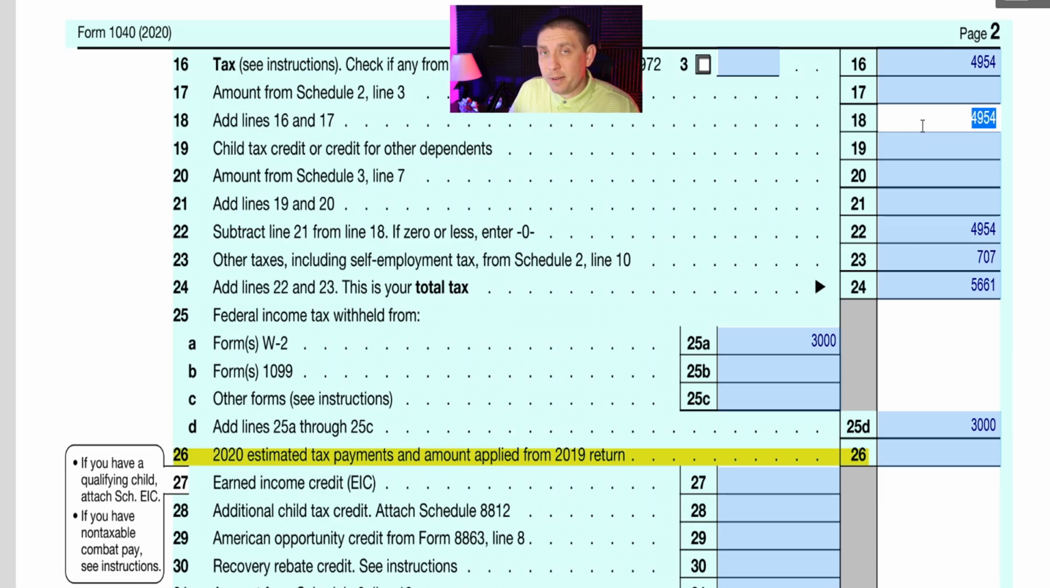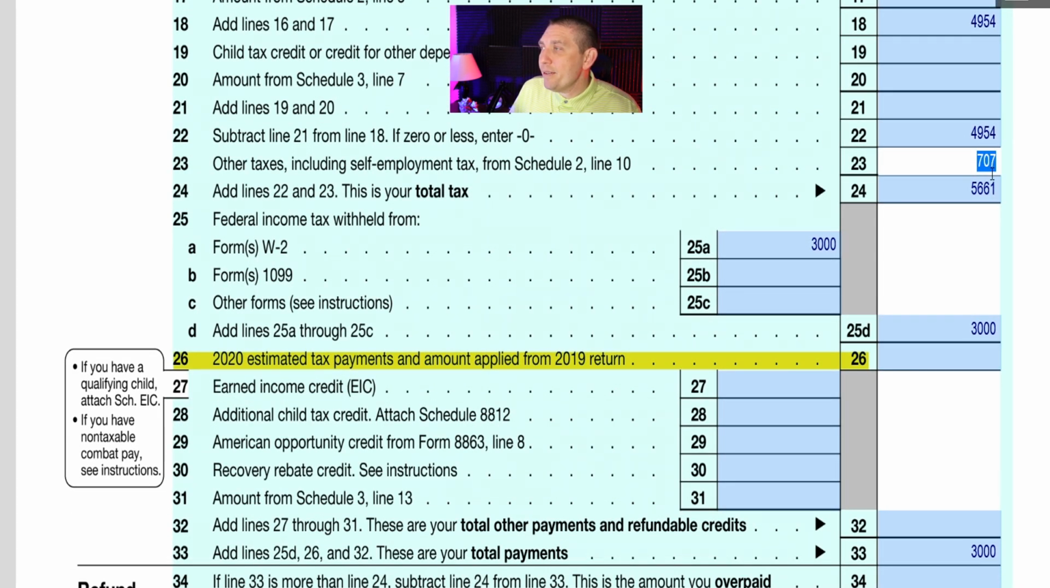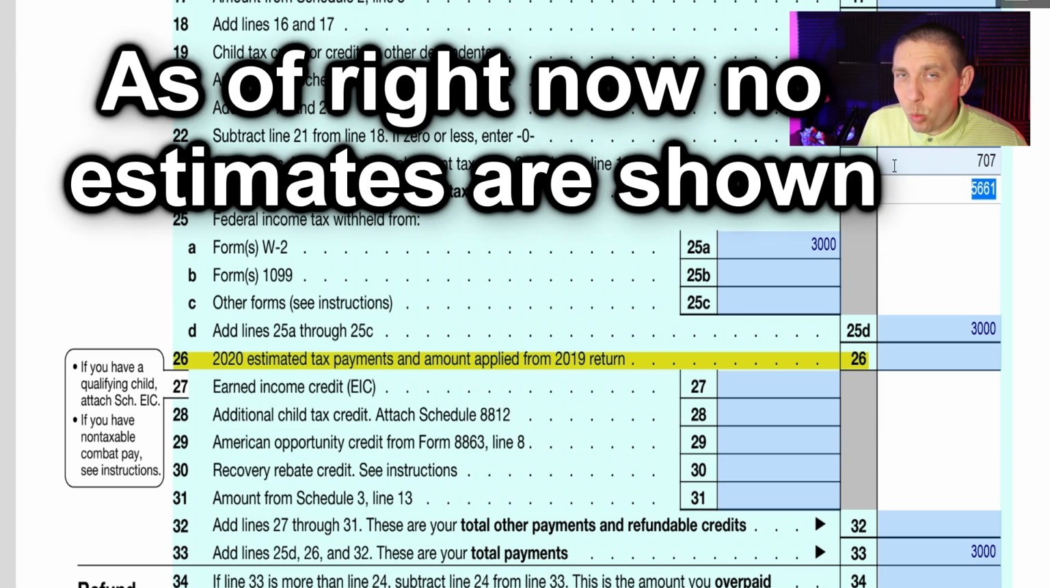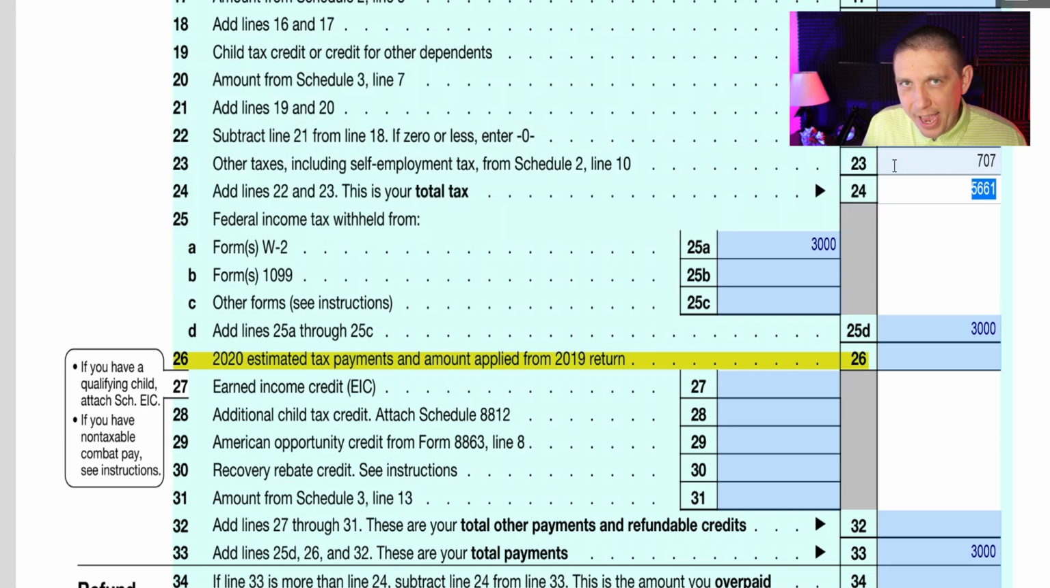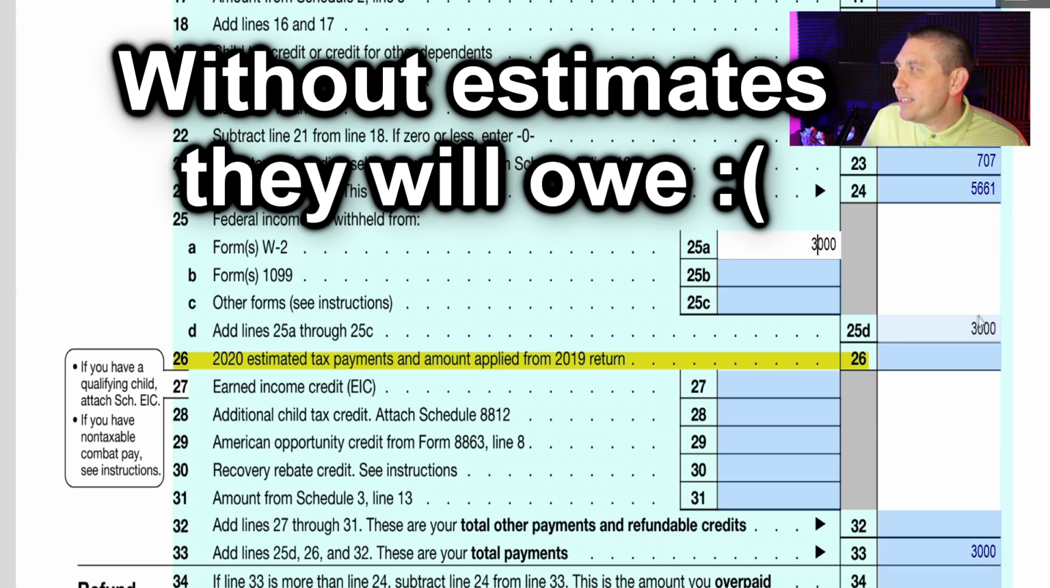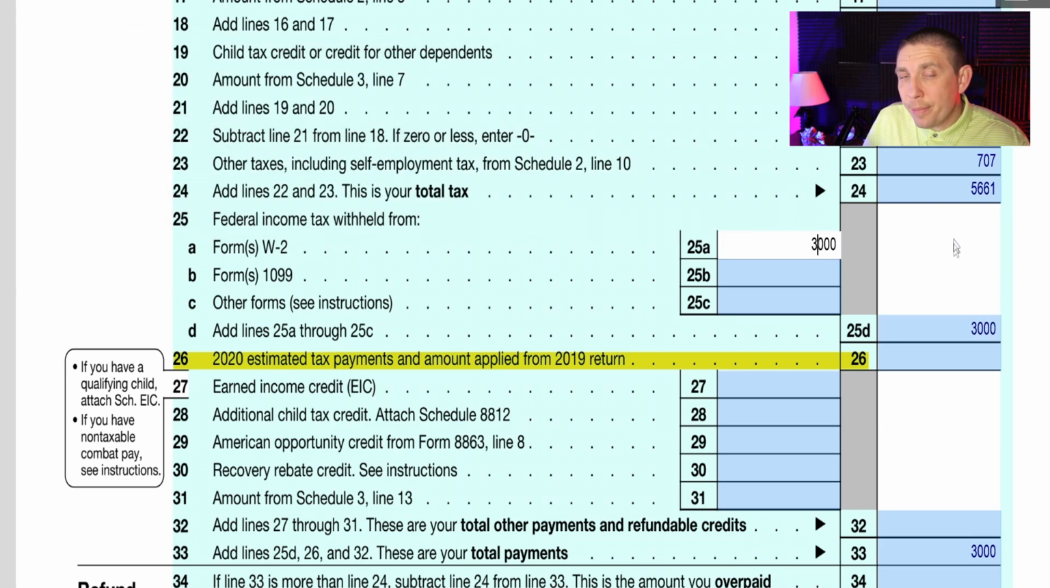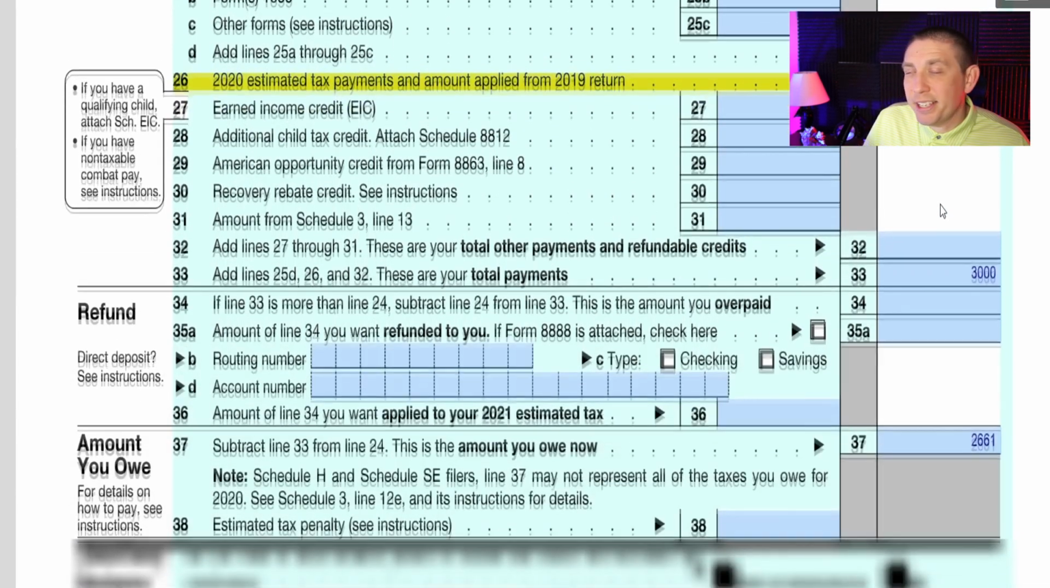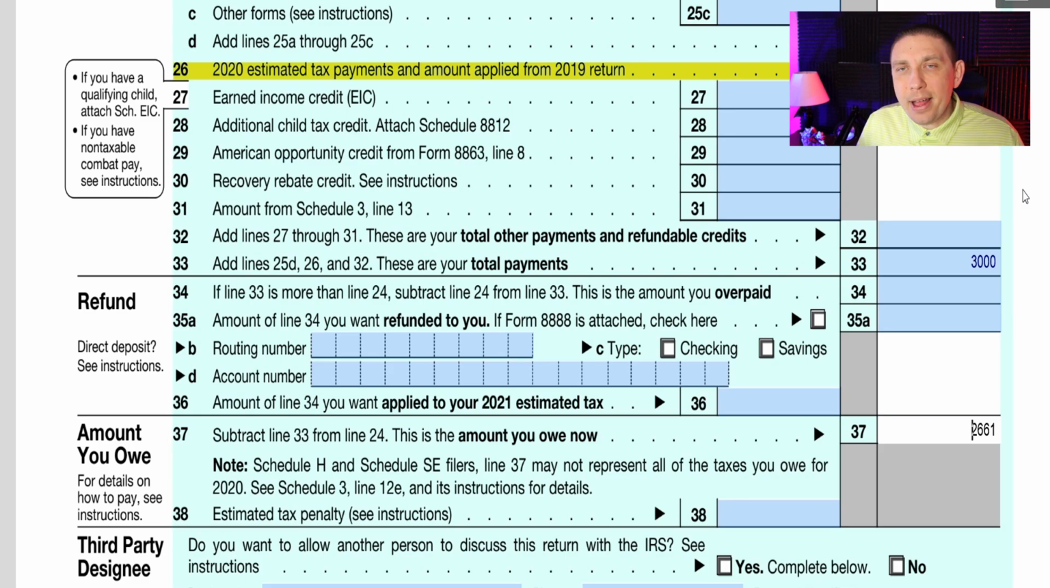But wait, there's more. Because this person made some self-employment income, they also have self-employment taxes to pay, which are more like payroll taxes versus income taxes. That's the way to distinguish them. This generates a total tax of $4,954 plus $707, for a total tax of $5,661. Now, this person did have wages, and so on their W-2, throughout the year on their paychecks, they withheld federal income taxes. They withheld a total of $3,000 of federal income taxes. Thus we can subtract the $3,000 from their tax liability of $5,661, but that leaves them with a balance owed of $2,661.